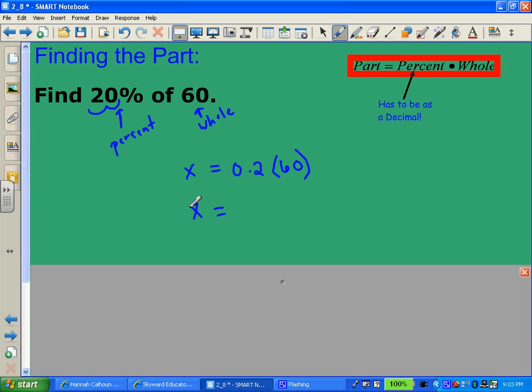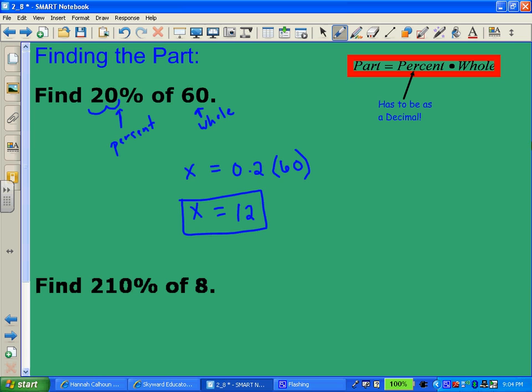Does anybody know what 0.2 times 60 is? Hopefully right now you're saying that it's 12, but let's just check to be sure. Yep, I was right, it's 12. So the answer to that one would be 12. And this is how I would show my work. I would write the original problem, label, and then write my equation. Nothing too hard.